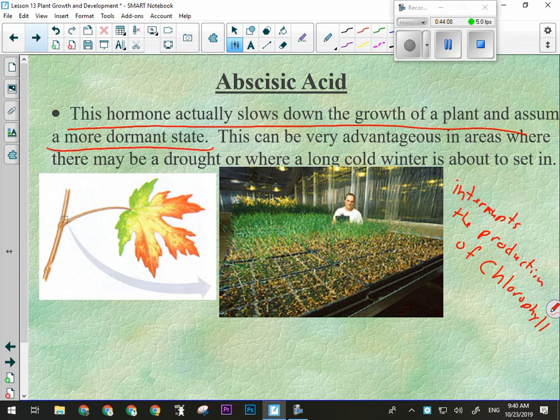In the desert, this actually happens in the summertime. Plants go dormant in the summer in the desert because it's too hot. Now how does a plant know when to produce this?